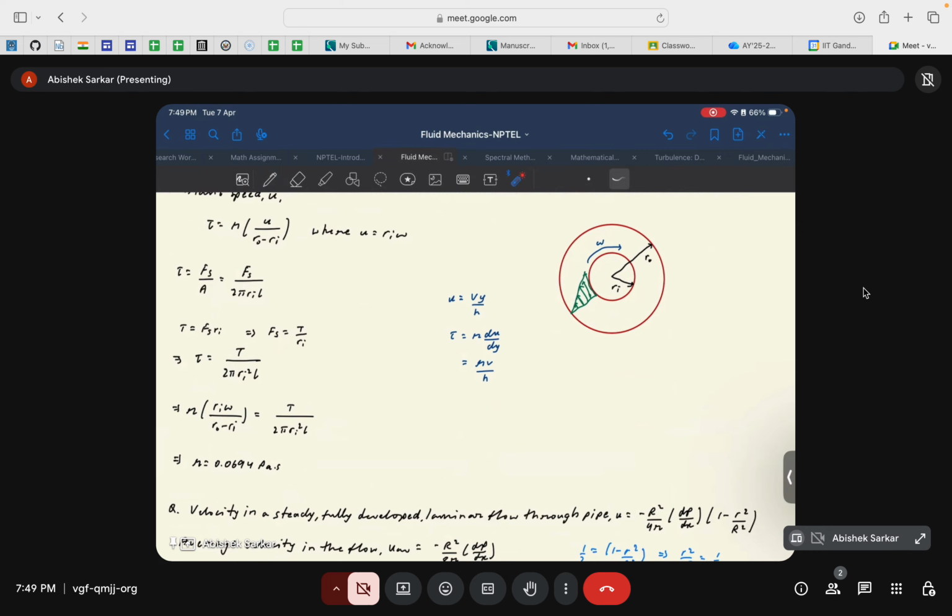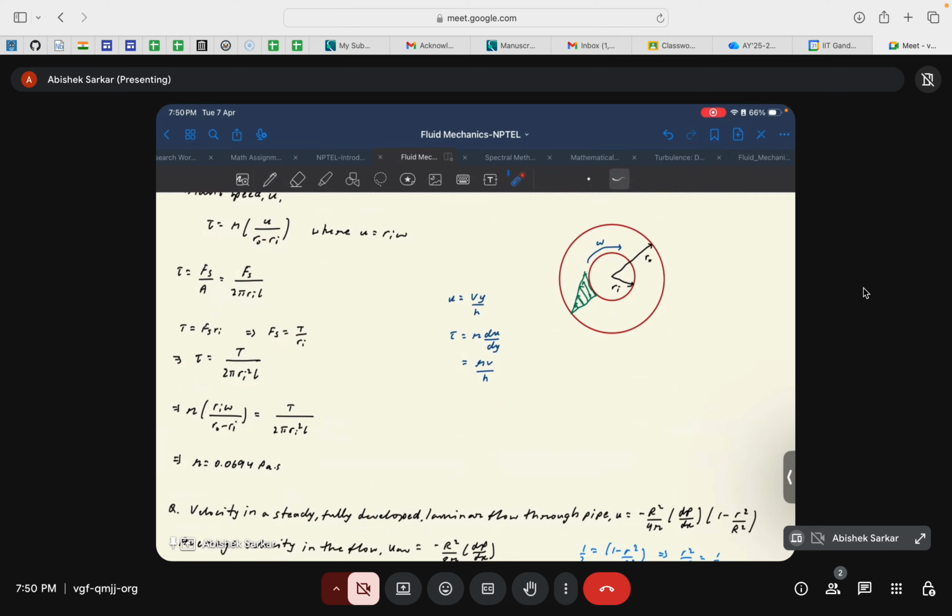Now from this equation and this equation we get the expression for tau, where we can just replace the value of tau from here to this. So we'll have mu times Ri omega divided by Ro minus Ri equal to T by 2 pi Ri square times L. Now to find the value of viscosity, just take this term on the right hand side of the equation and substitute the value of omega, Ri, Ro, T and L.